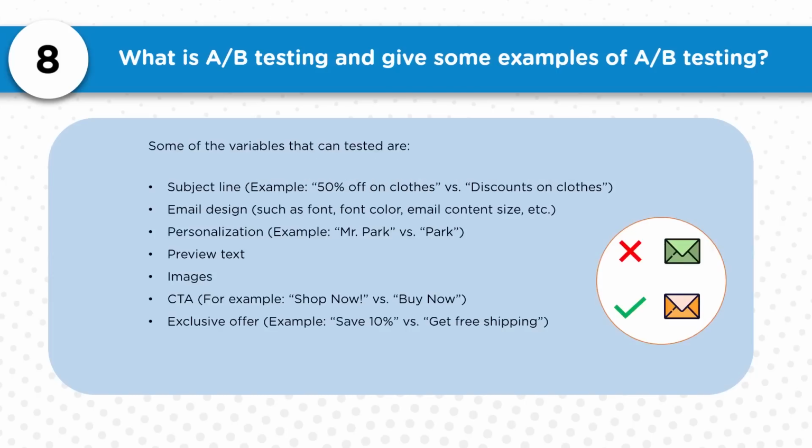Always. So some of the variables that you can test, again, subject lines. Okay, you always want to try, if you got a promotion, hey, will the percentage off work? Likely it will, but let's test it up against something else, like a generic word like discounts. You can always test the design. You can always test the personalization, the preview text. You can try out images, call to actions, exclusive offers. What particular offer is going to work?